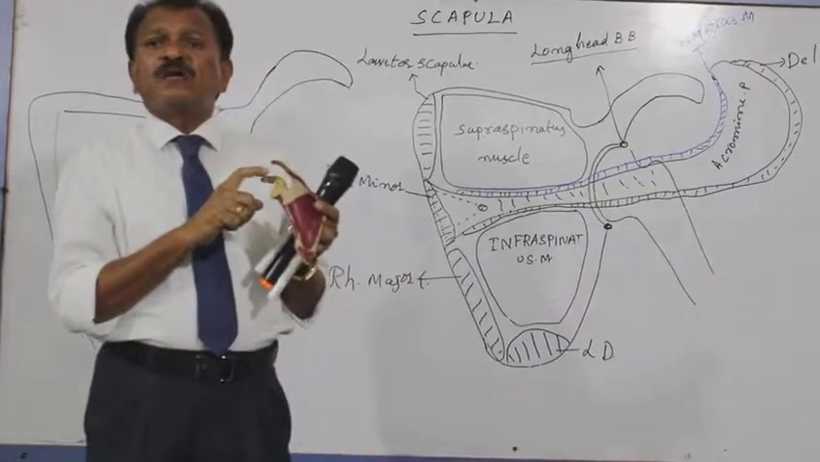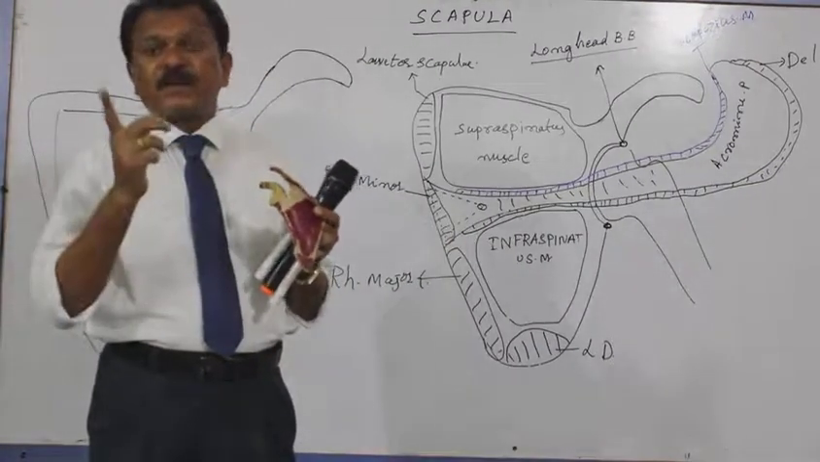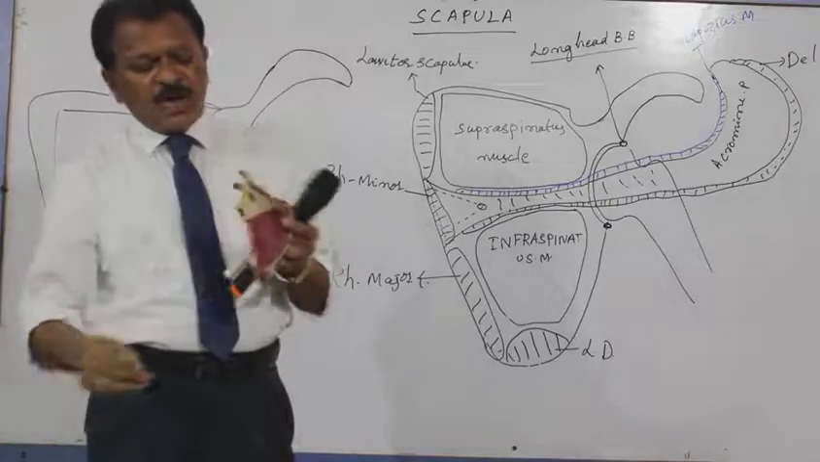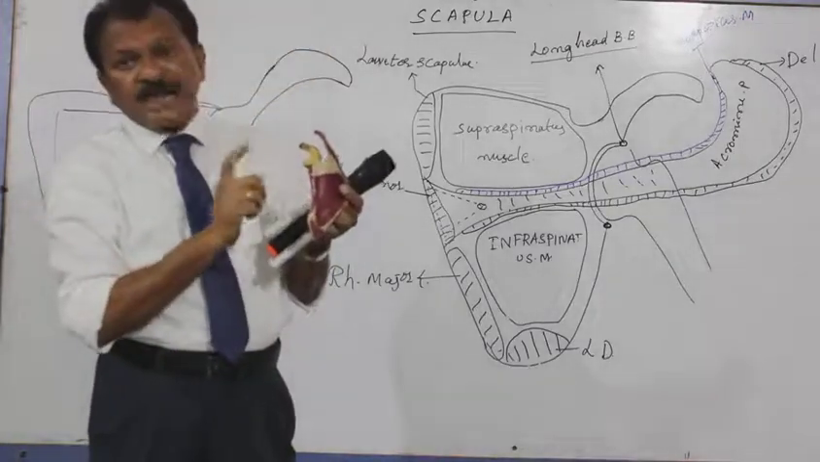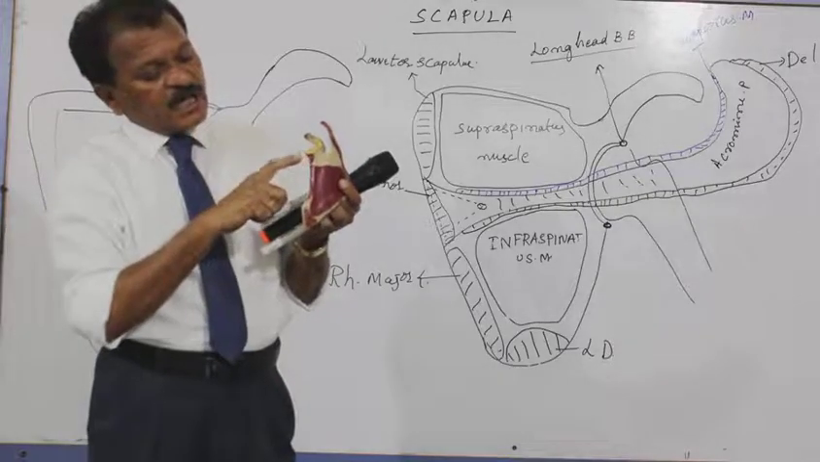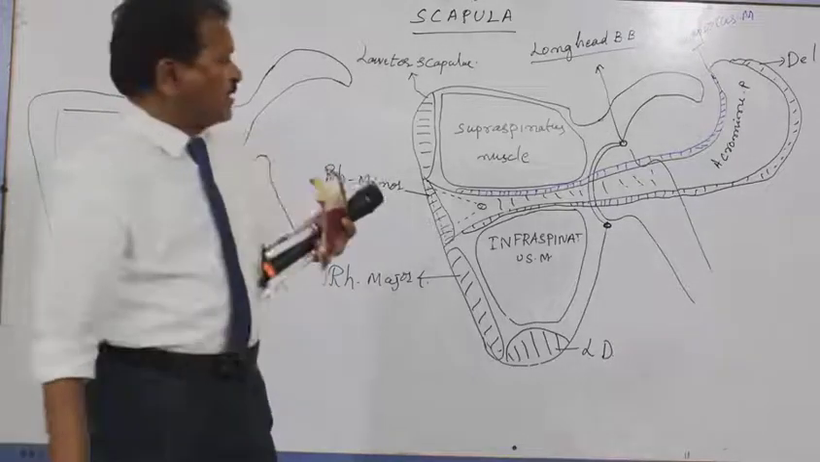The supraglenoid tubercle gives the long head of the biceps brachii muscle. It is in the front and the triceps muscle is in the back. And the triceps muscle, its long head arises from the infraglenoid tubercle.